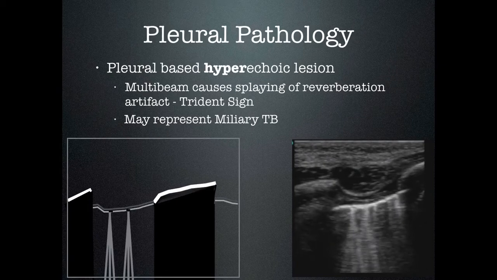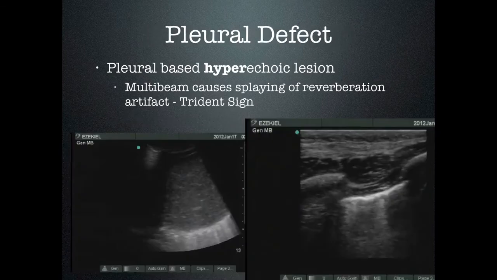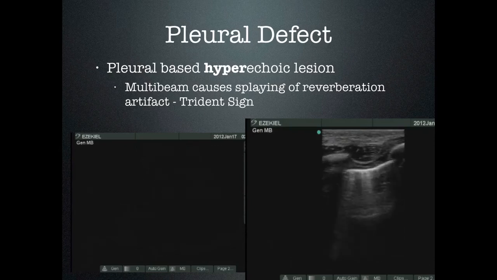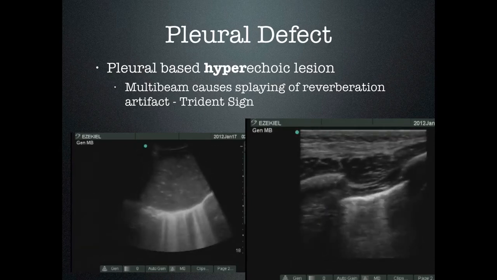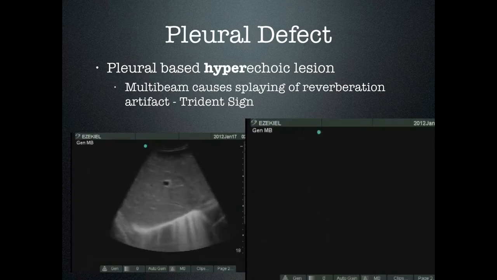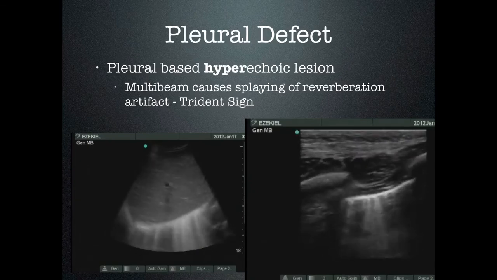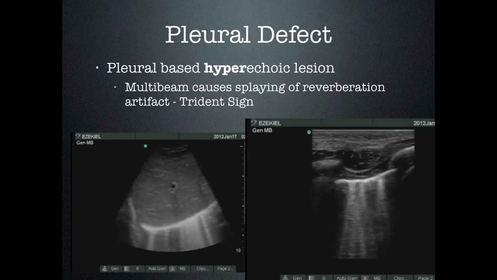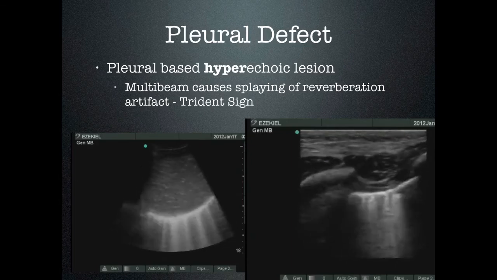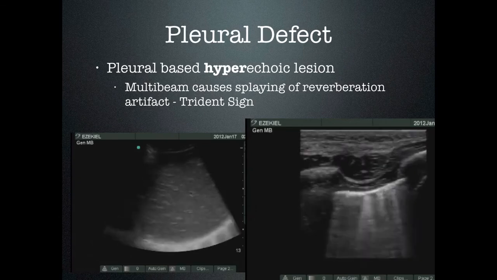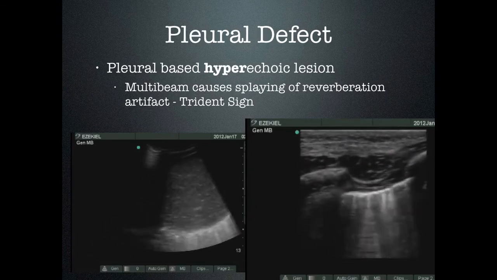We don't know exactly what this means, but we have seen this in association with miliary TB. So here's an example. You can see on the image on the right, the pleura is moving, and you can see as we increase the depth, these artifacts go all the way off the screen, very similar to lung rockets or B-lines. But these are not B-lines or lung rockets. They are at angles, and they are due to localized pleural problems.